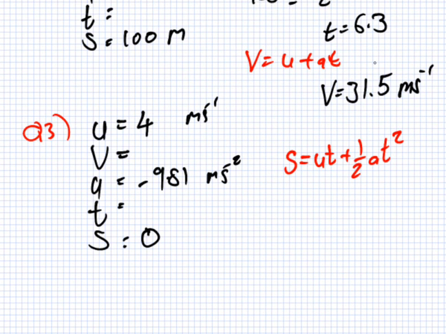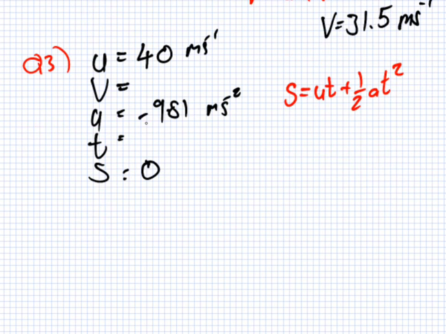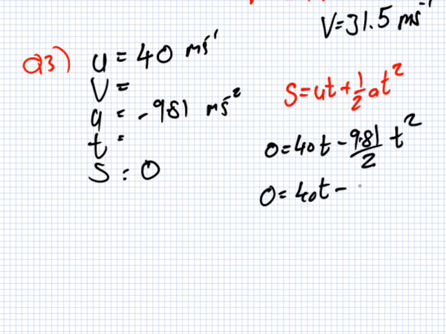Okay, so which formula? We'll use S equals UT plus a half AT squared. So you get 100 equals a half times 5 times t squared. So we have 200 divided by 5. What did you get for t? 6.3 seconds. And then next, to get the v, I'll just say v equals u plus at.